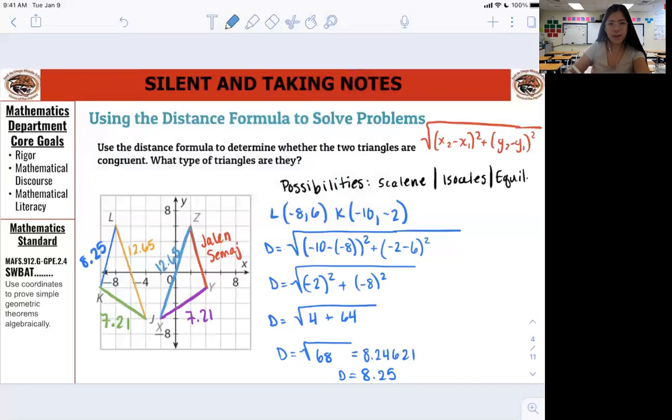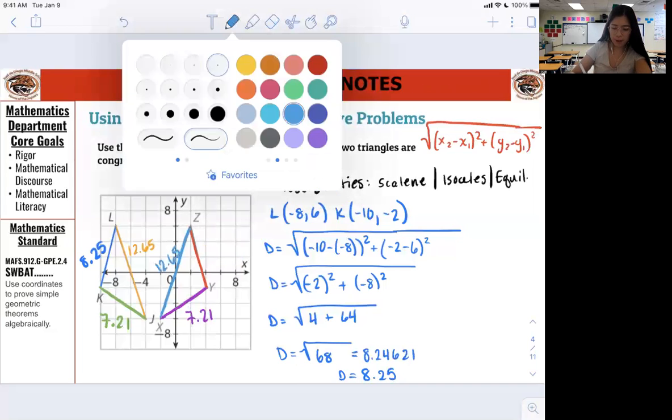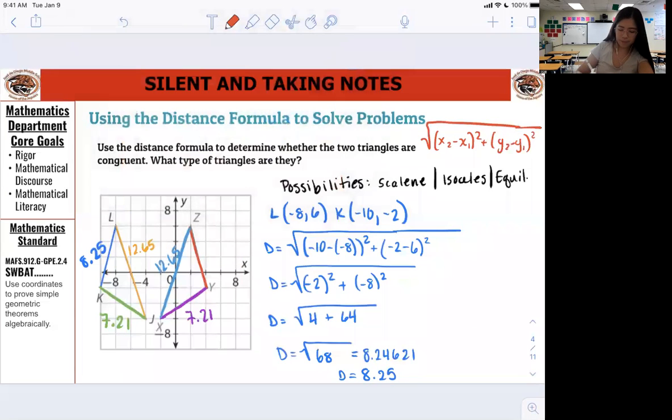All right, so here's our final side, the red one, 8.25. So they are in fact congruent. Nice. And we know this because of SSS. Yeah, at first they might not appear to be congruent, but the numbers don't lie, right? If they're exactly the same, they're exactly the same. So we've checked for scalene, isosceles, and equilateral, and we do in fact have scalene because all three sides are a different length.